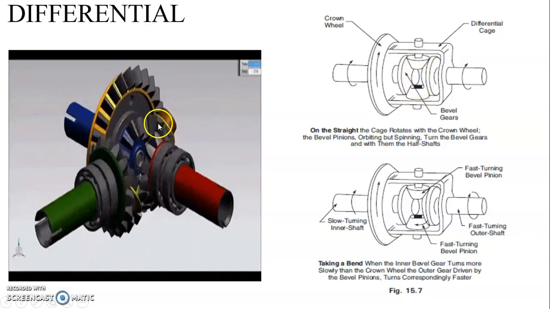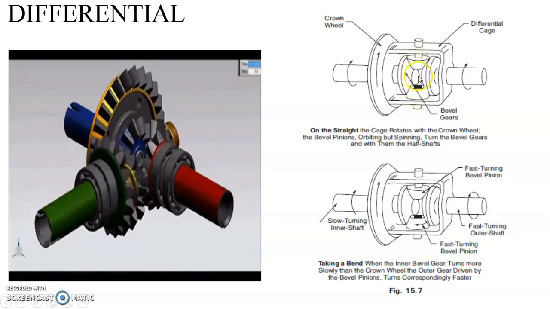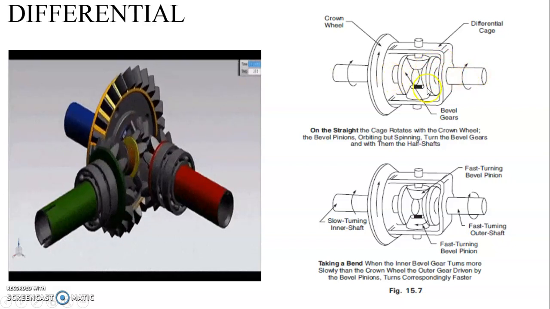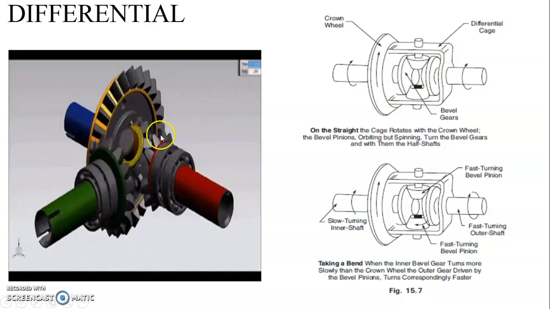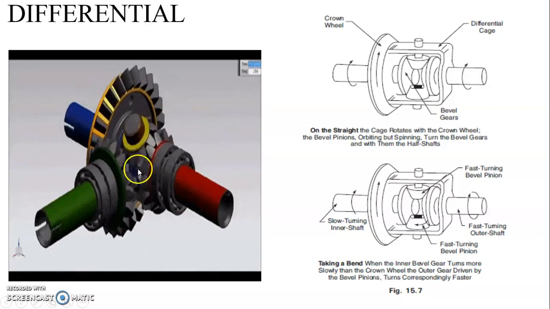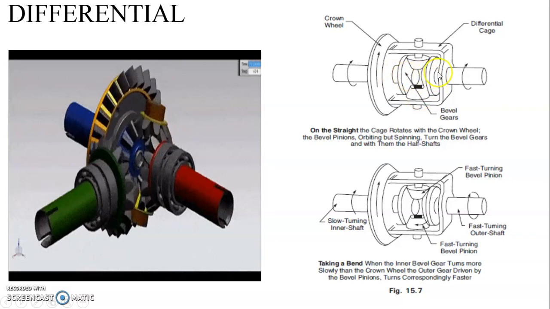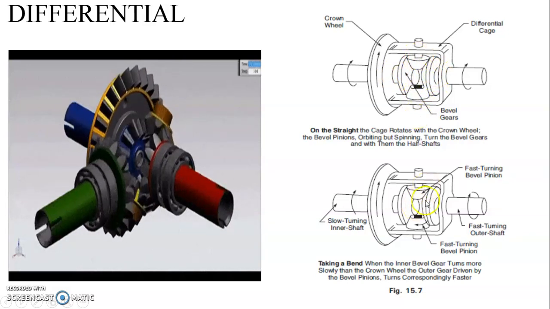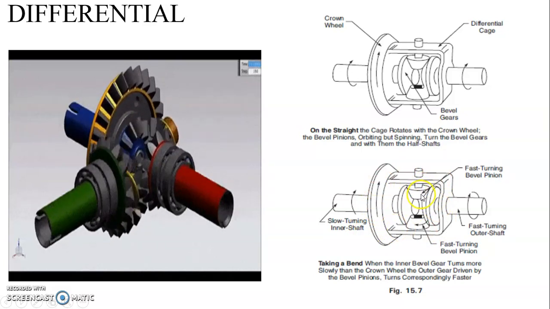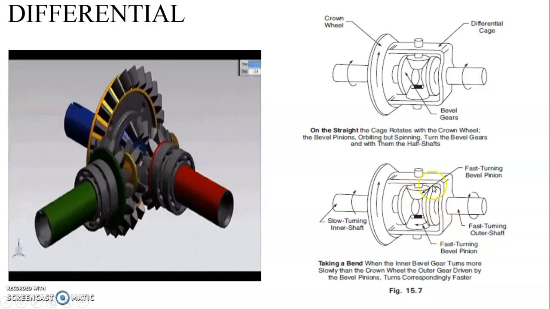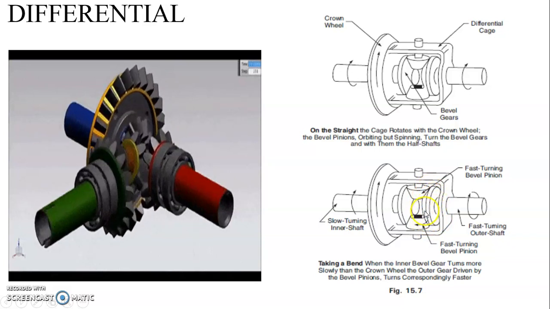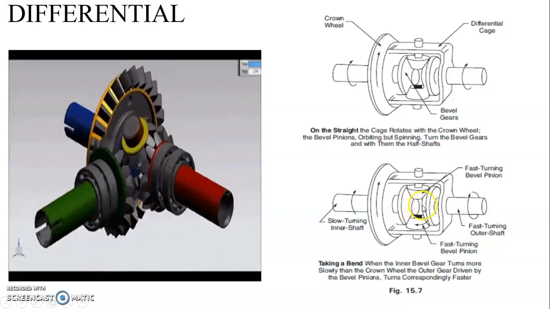These are the bevel pinions, the small gears, and the other part of the bevel gear which is mounted on these halves is called the sun gear. Okay, as these are fixed, these bevel pinion gears are rotating about the sun gears. There are two sun gears, and the power is transmitted from the crown gear to the cage, cage to the bevel pinions, and then to the sun gear.